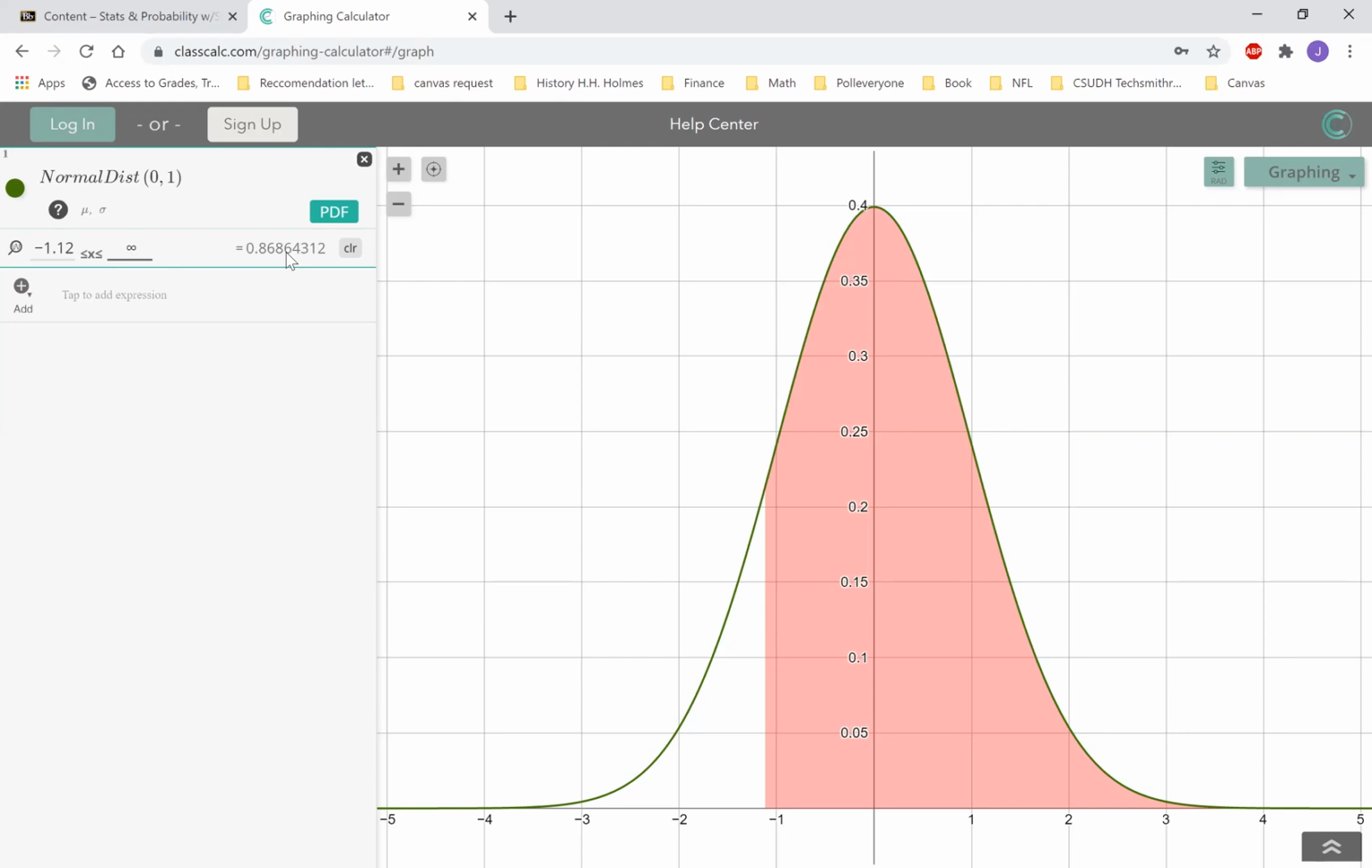Everybody good with part B? Mm-hmm. So let's do part C.